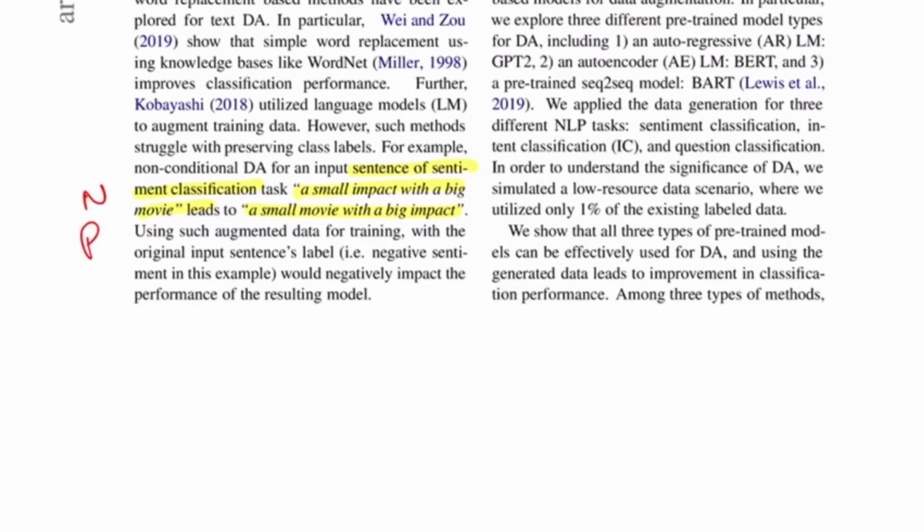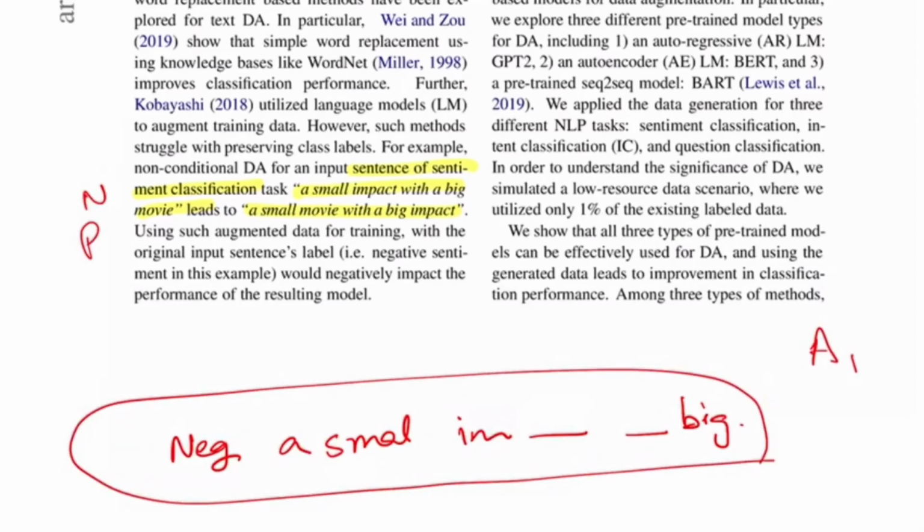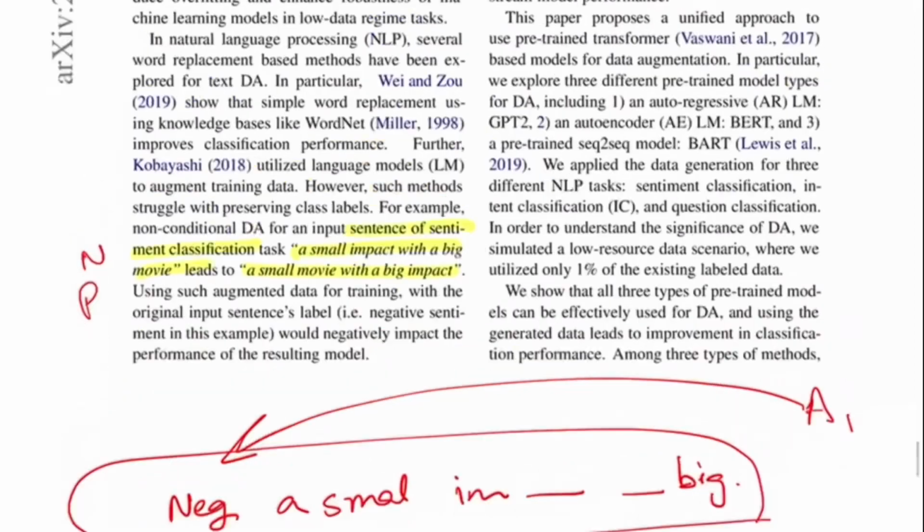So what they say is, instead, what we have found is if you prepend the class label, let's say you have the class label negative, then you have the full sentence, "a small impact, blah blah, big." Now you would want to generate an augmented sentence A1 that takes in the full context and is also inherently conditioned on the class as well. So they found such a technique creates more coherent and relevant text.